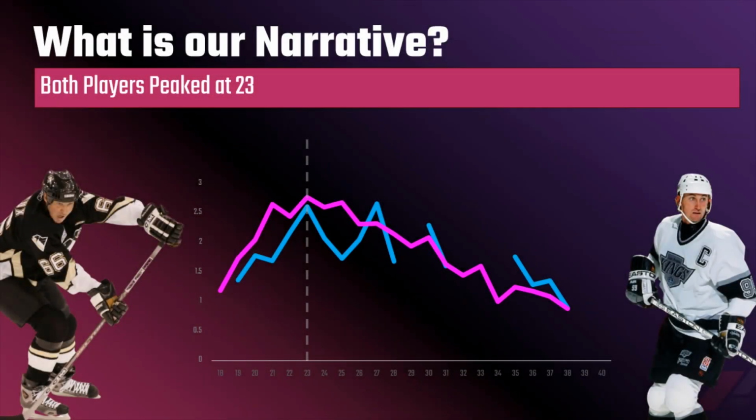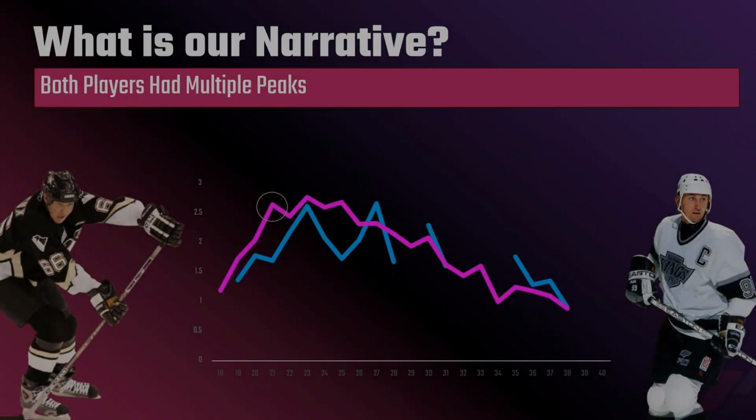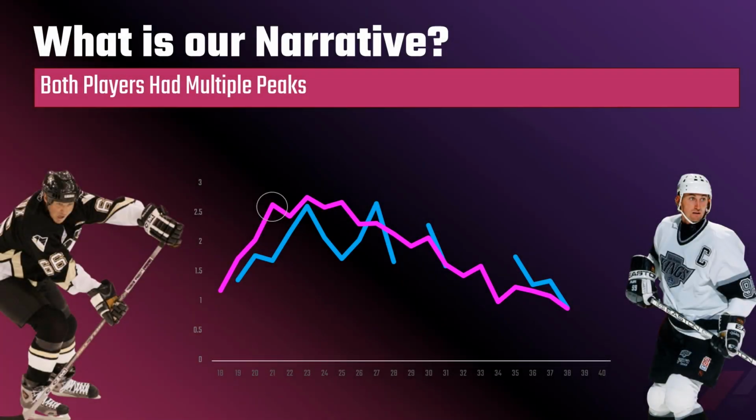First, both Gretzky and Lemieux peaked at the age of 23, as you can see here in the chart, which shows their age plotted against their points per game by season. Second, they both had multiple peaks, which was super interesting and something we weren't necessarily expecting. What this means is that they both had 1 or more peaks that were very close in value.